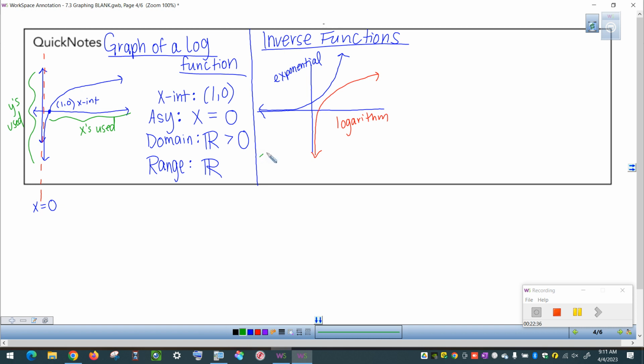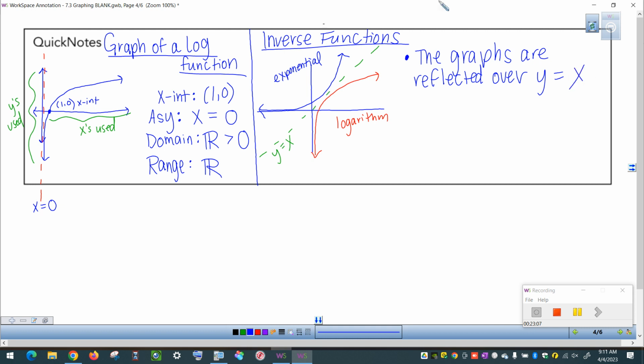All right, so one interesting thing was that our graphs were reflected over the line y equals x. So I'm going to have us draw that in again on this picture. And we're going to make a note of that off to the side here. So this is because exponentials and logs are inverse functions. The graphs are reflected over the line y equals x.